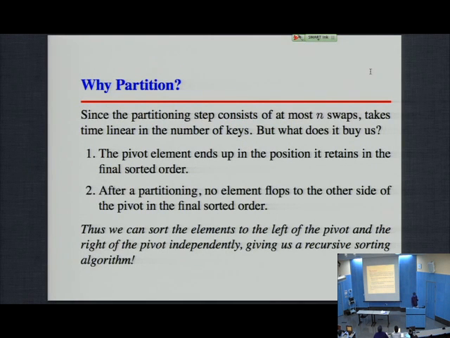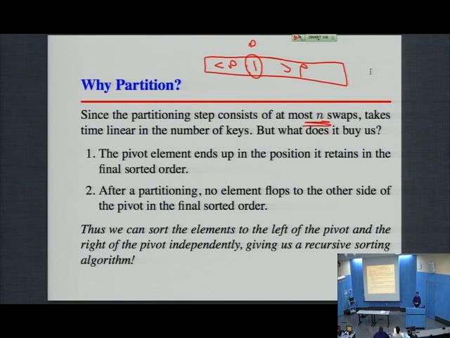Now, what progress? Suppose I have partitioned an array. Here's my pivot P, and these guys are less than the pivot, these guys are greater than the pivot. I have spent order n time to get to this state. Why does this state help me? Is this better from a sorted point of view? After I've done my partitioning, have I made progress in sorting it? I claim I have made progress, in two distinct ways.